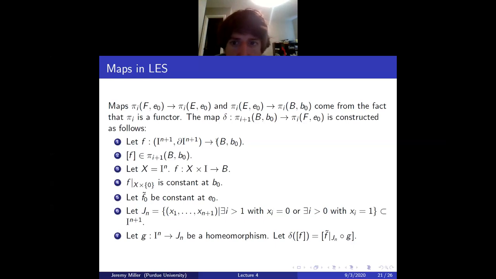So now we're trying to describe the connecting homomorphism. We want an element here. You can think of an element in pi_{i+1} of B as a map of pairs from I^{n+1}, rel boundary, into the pair B, rel base point. So you have a map that's going to give you an element in the homotopy group. And at the end of the day, we want an element here. So hopefully this is an element in pi_i of F. Okay.